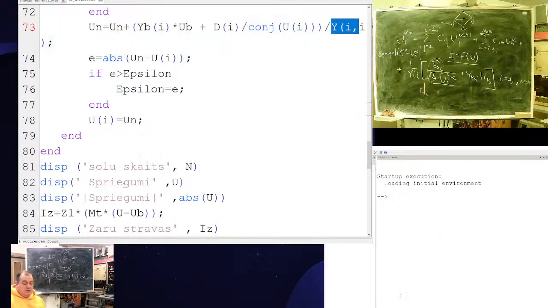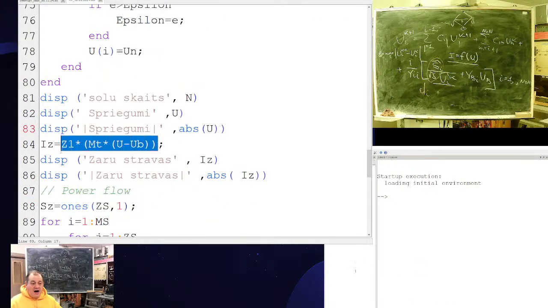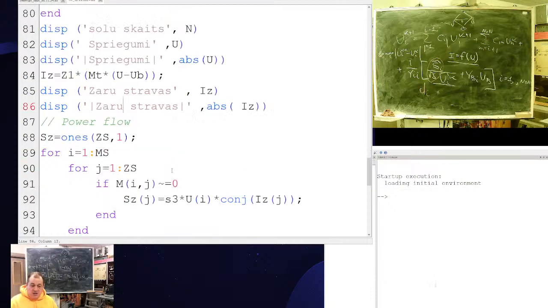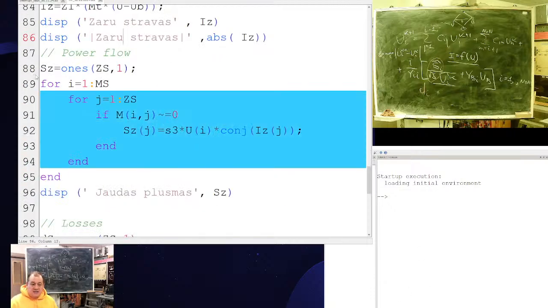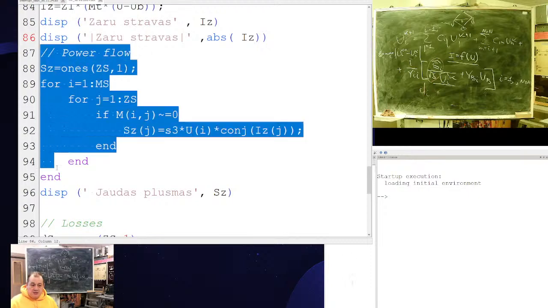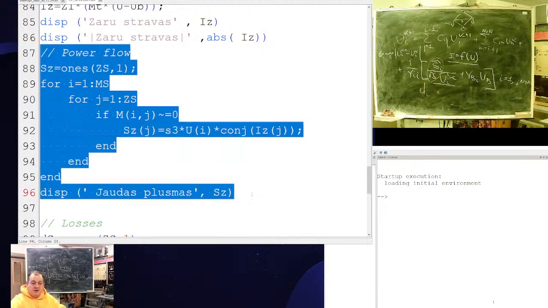As a result, I will get the number of steps, U voltages, absolute values of voltages, currents as we did before by Ohm's law, Kirchhoff's laws, mean branch currents, absolute value of branch current, and here starts something not seen before: jaudas plūsmas, or power flow. What's a power flow?